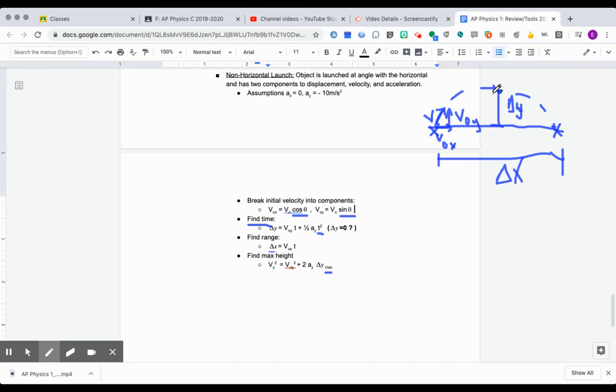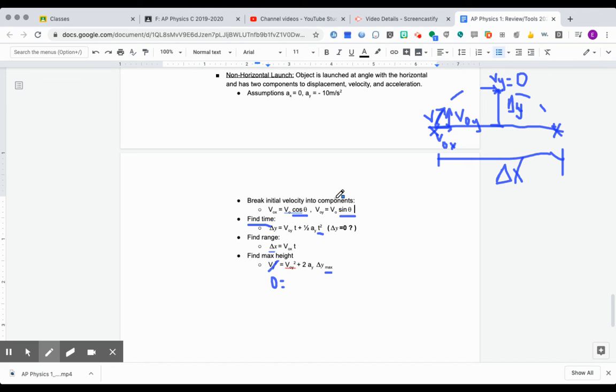At the maximum height, the velocity in the y is equal to 0, right? The object's velocity decreases until it hits its max point. At its max point, its velocity increases due to the acceleration rate until it hits the ground. So this initial velocity here will be equal to 0 every time. This final velocity here will be equal to 0 every time.